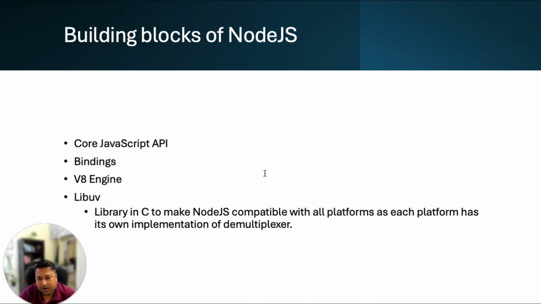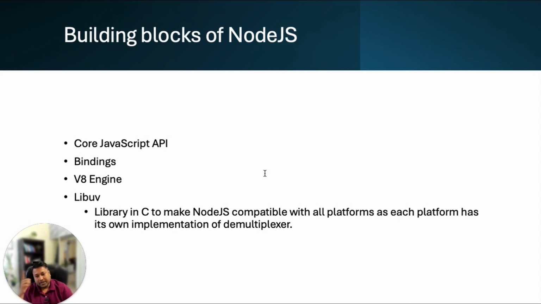You have your core JavaScript APIs, you have your bindings, and then you have the V8 engine. Your V8 engine is developed by Google. It's the main engine, very fast, on which your Chrome browser has been developed, and the same V8 engine is used to power your JavaScript. And then you have libuv. Your libuv is a library in C, right? This is the library that makes Node.js compatible with all the platforms.